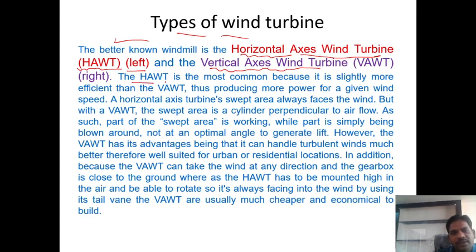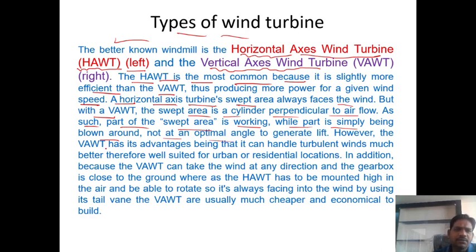The horizontal axis wind turbine is the most common because it is slightly more efficient than the vertical axis wind turbine, thus producing more power for a given wind speed. This means the horizontal axis wind turbine produces more electricity than the vertical axis wind turbine, guys. The swept area of a horizontal axis wind turbine always faces the wind, but with a vertical axis wind turbine the swept area is a cylinder perpendicular to the airflow. As such, part of the swept area is working, while part is simply being blown around, not at an optimal angle to generate lift.